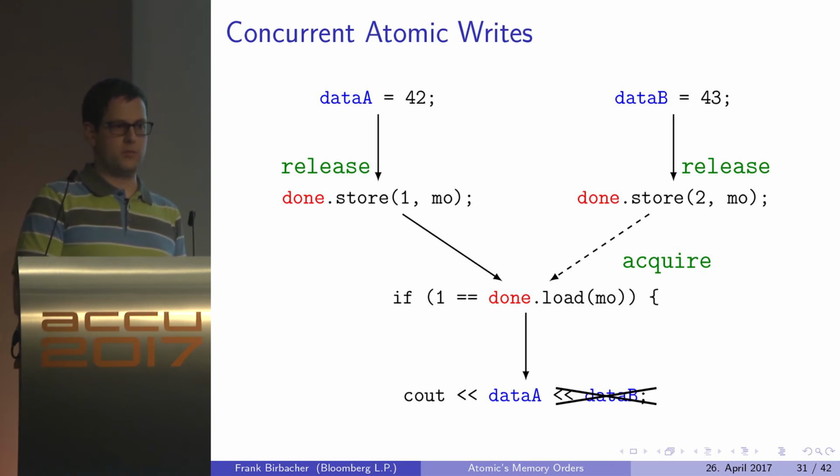But if the reading thread observes the value 1, then it got its value from the upper left, right? So it's reading 1, and therefore it can only rely on data A being available. If it read a 2, then it could read data B. But because it read 1, this load synchronizes with this store. And the thing we can't observe is storing the 2.